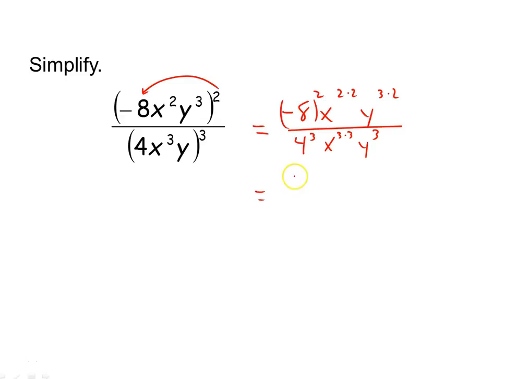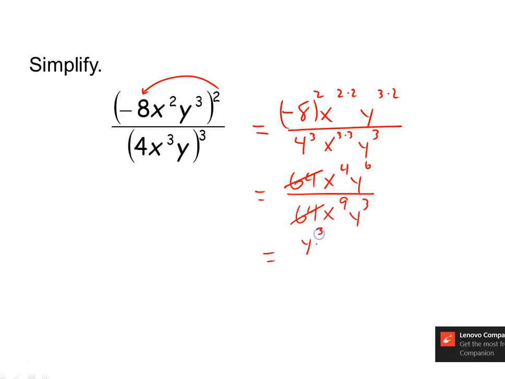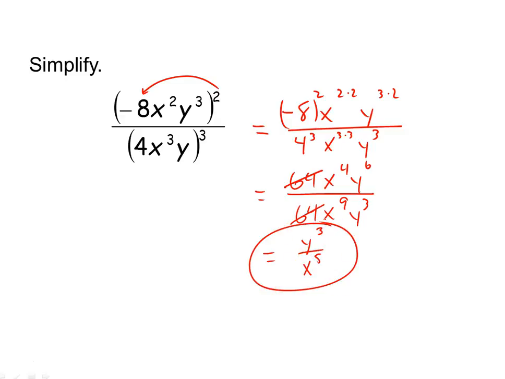Let's simplify. -8 squared is 64, x to the fourth, y to the sixth. On the bottom, 4 cubed is also 64. That's x to the ninth and y to the third. So the 64s are going to cancel, and I have y to the third in the numerator, and in the denominator, x to the fifth. And that's as good as I can do.